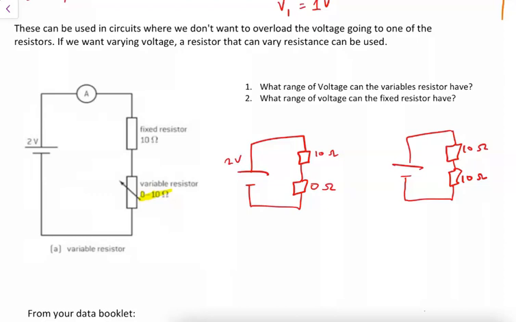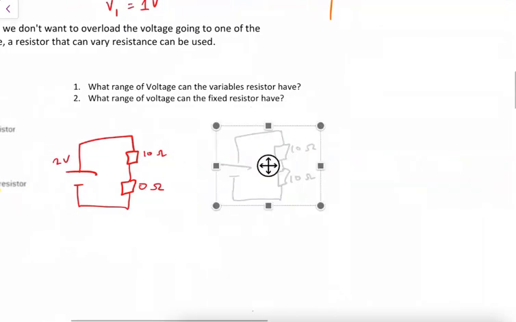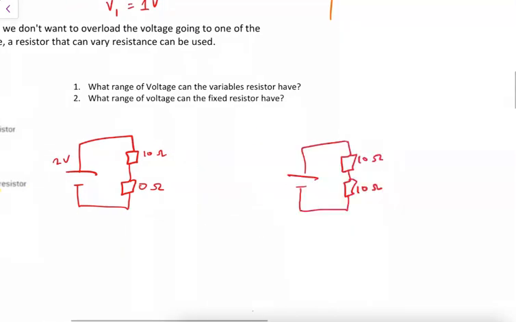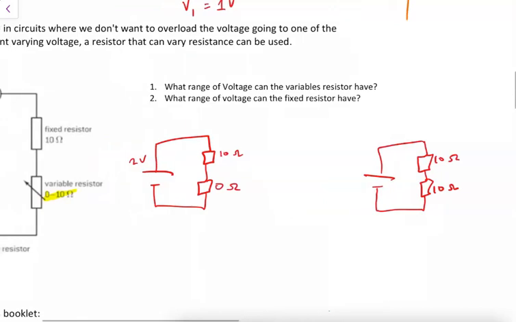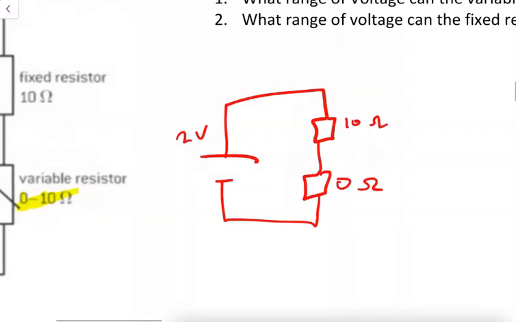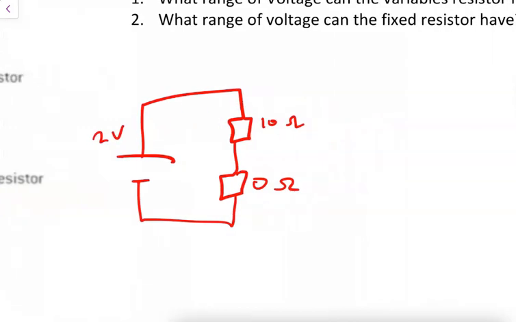So let's just move this apart and look at the voltages that exist. In this case, the 0 ohm resistor doesn't apply any voltage, because voltage is proportional to resistance. So it's V equals IR. The 0 ohm resistor has 0 volts. Therefore, all of the voltage goes to the 10 ohm resistor.